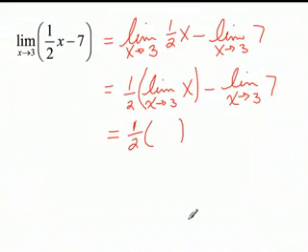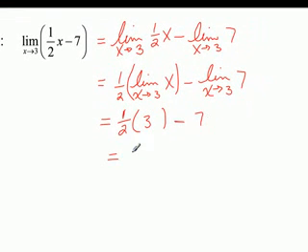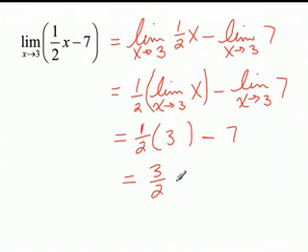According to the second rule that we looked at earlier, the limit as x approaches 3 of x is 3. According to the very first rule for evaluating limits that I gave you, the limit as x approaches 3 of 7 is 7. So we're looking at 3 halves subtract 7, which if you rewrite 7 as a fraction, you'll end up with negative 11 halves.